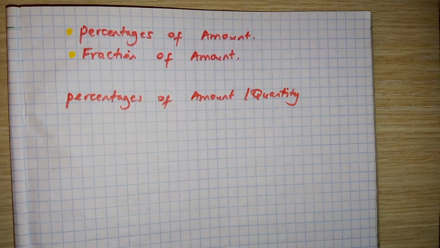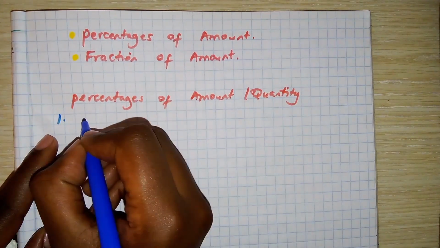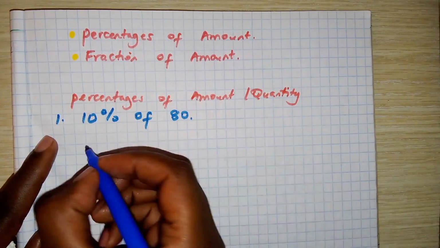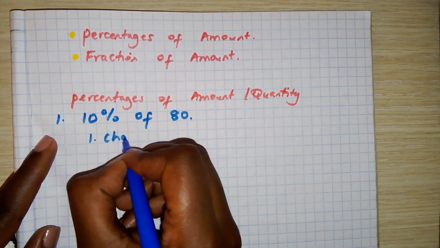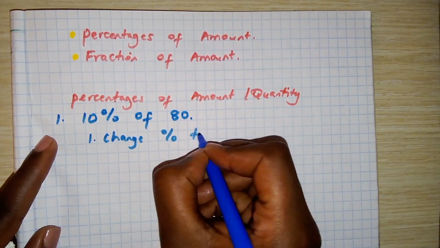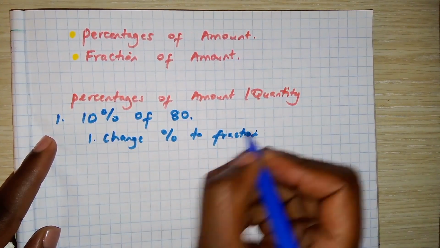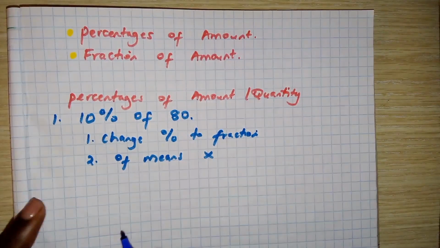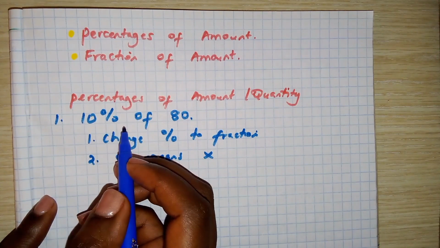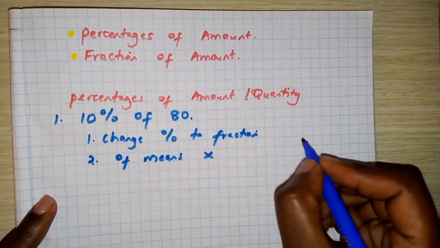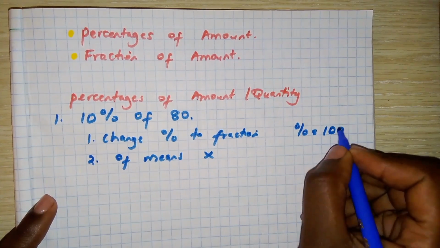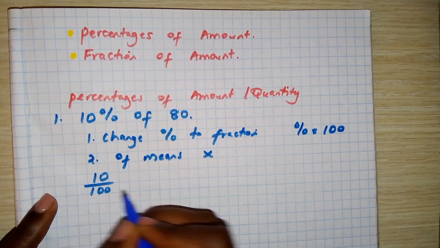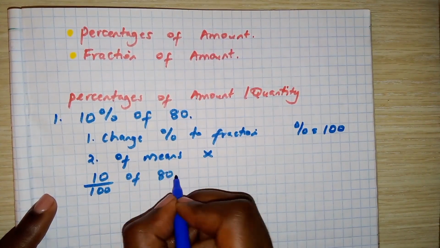Okay, so question number 1, we have 10% of 80. So the rule here is, number 1, you change the percent to fraction, and then number 2, of means times. So we change the 10% to fraction, and anything percent, so we know that percent is equivalent to 100, all over 100. So 10% will be 10 over 100 of 80.